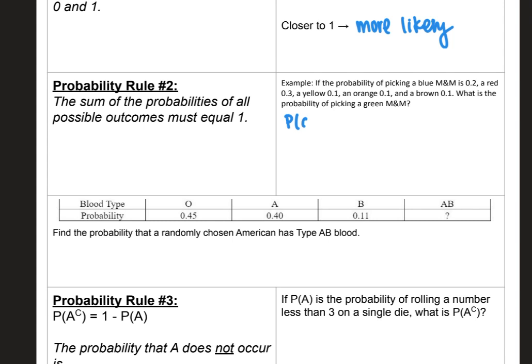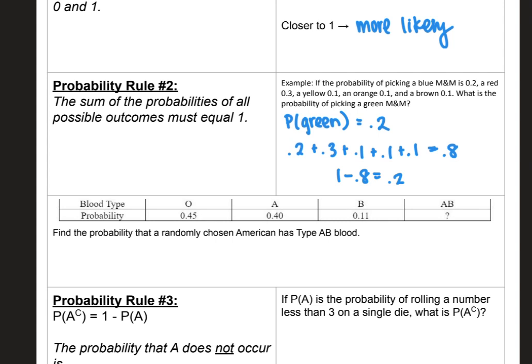So we want to find the probability of picking a green M&M. Well, we know that the sum of all of those probabilities should be equal to 1. So I'm going to add together the probabilities. So 0.2 plus 0.3 plus 0.1 plus 0.1 plus 0.1. So that's 5, 6, 7, 8, which is 0.8. That means the probability of picking green is going to be 1 minus 0.8, which is 0.2. So all the probabilities for all the colors should add up to 1.